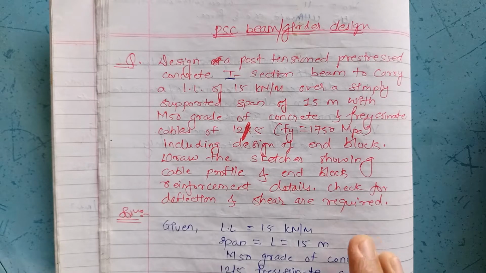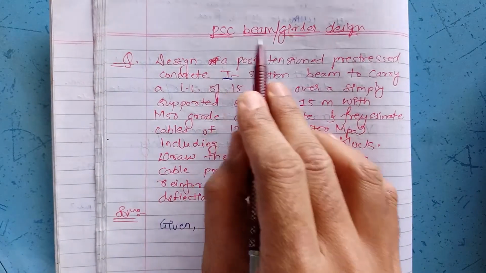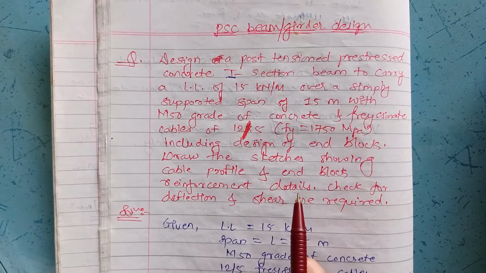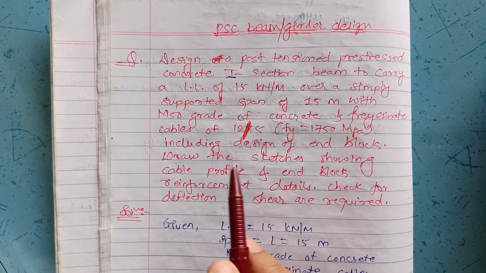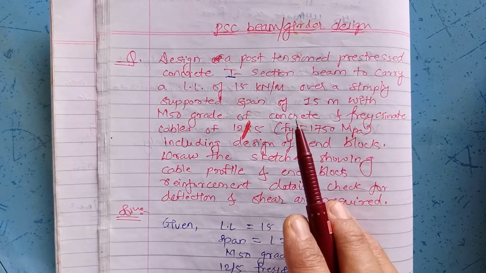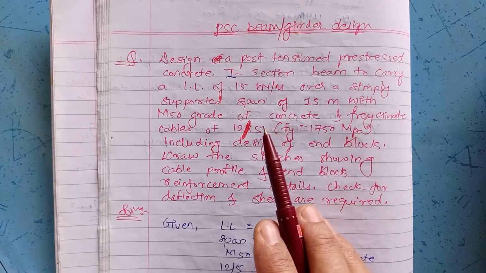In the previous lecture, we started the design of a prestressed concrete girder, and there we covered step 1, that is, general design requirements. You can go through this statement once again, and now we will move towards step 2.